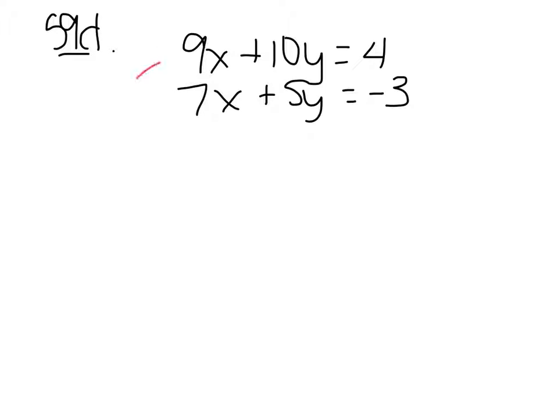So if I look at my x's, I have a 9x and a 7x. Can I multiply anything with 7 to get 9? No, that's not going to work. Can I multiply anything with 9 to get 7? That's also not going to work. So now I'm going to move on to my other variable and check out my y values. So I'm going to do the same thing. Can I multiply anything with 5 to get 10? Well, I can multiply it by a 2. So what I'm going to do is actually multiply it by a negative 2.